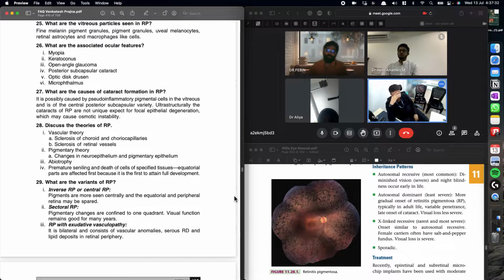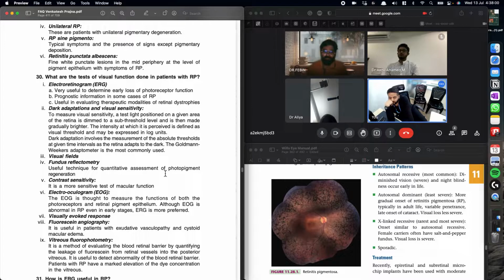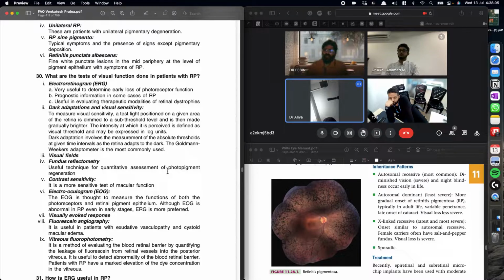Last vignette, then we'll move on. The mother is a carrier and the father is okay. What would the girl child be like? Febby? Father is normal and mother is a carrier, right? Yes.